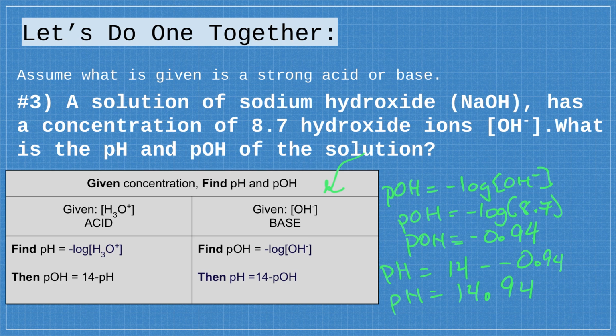And this makes sense because the hydroxide ion concentration is extremely high. It's extremely large in this case, which means that because the hydroxide ion concentration is extremely large, the pH is going to be very high because it's an extremely basic solution.